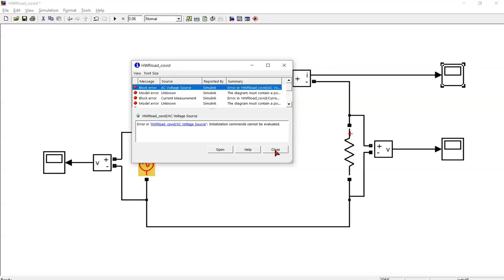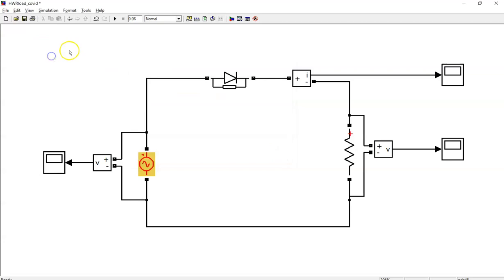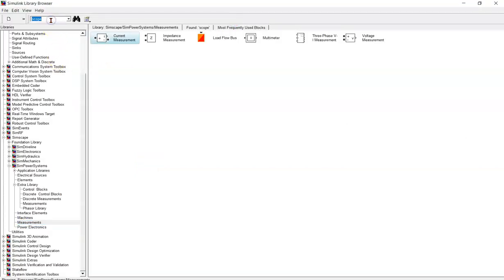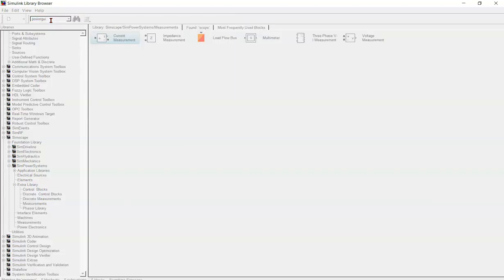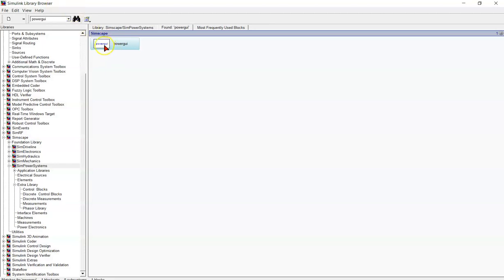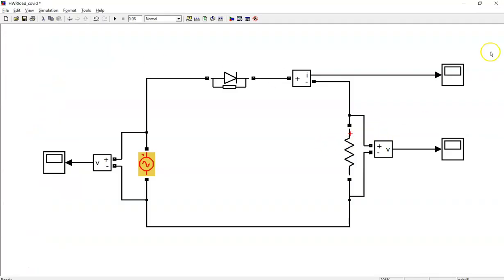in this type of error is by adding the power GUI block, because in MATLAB Simulink the system is in the form of GUI, graphic user interface. So what you need to do, go to library browser, find the block called power GUI and enter. Just copy this block and add it to your file.